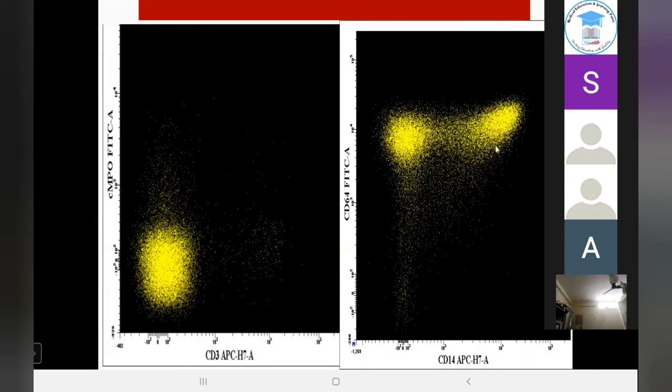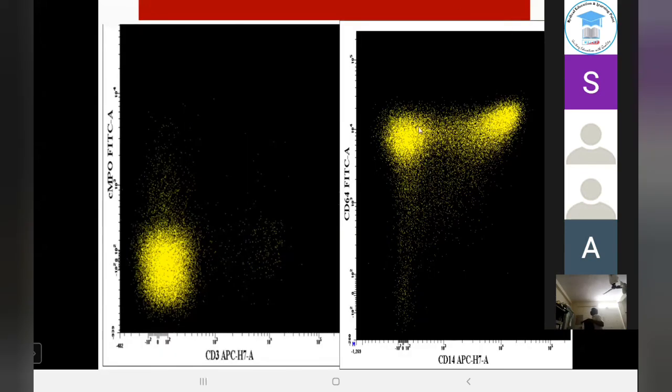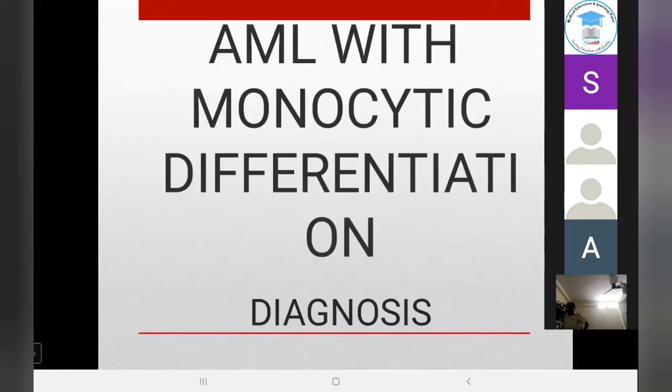That means that this population, which is CD64 and CD14 positive, is the mature monocytic population, and this population which is CD64 positive but CD14 negative makes it like a pro-monocytic population, and especially when it is CD34 negative. So now here you have a combination of pro-monocytes and monocytes, which makes it an acute myeloid leukemia which has monocytic differentiation.